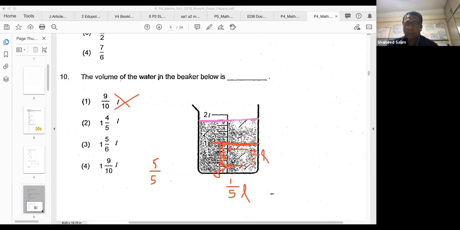So I'm going to go one by one. Down here, this one is 1 and 1/5 liters. This one, 1 and 2/5 liters, because there's 5 parts. This one, 1 and 3/5 liters. This one down here, 1 and 4/5 liters. Then what about the top one? See, 1 and 5/5 liters. Correct. Remember, 5/5 is 1. So 1 plus 1 gives you 2 liters. So the answer is number 2.